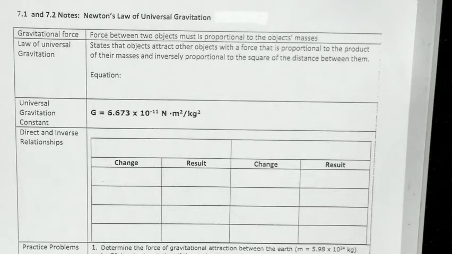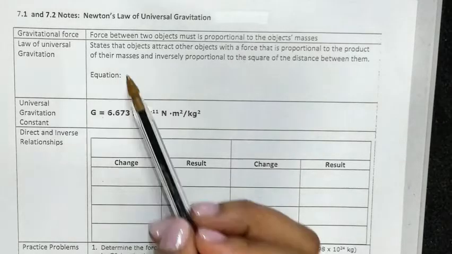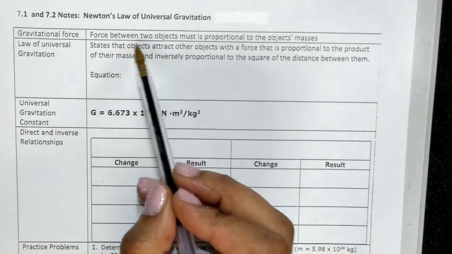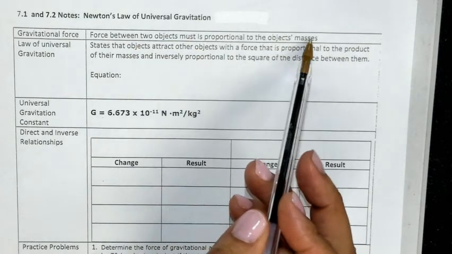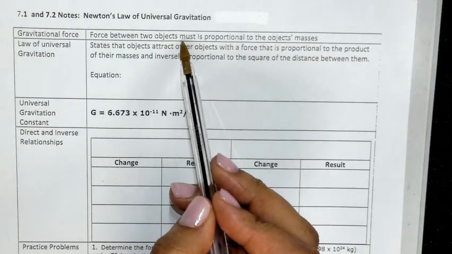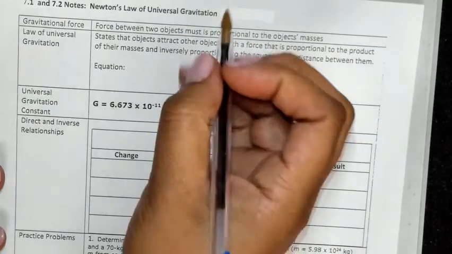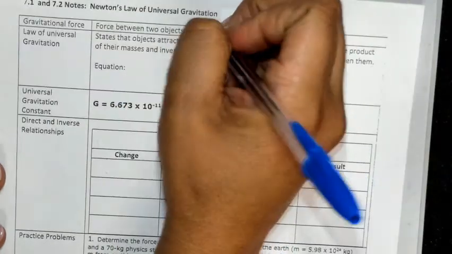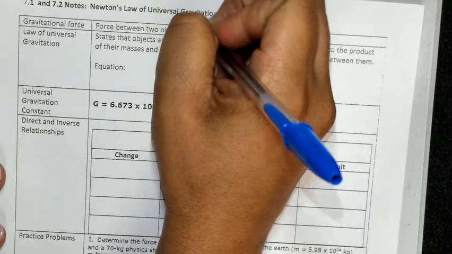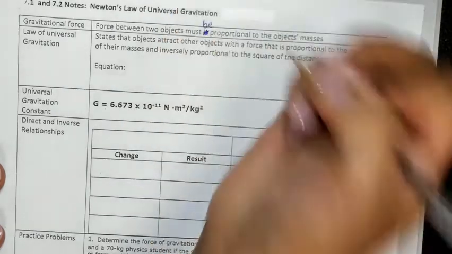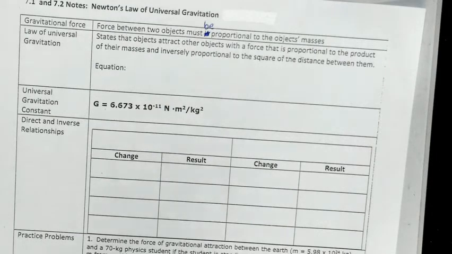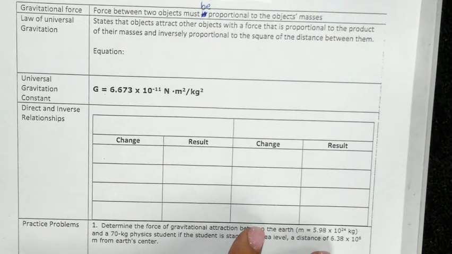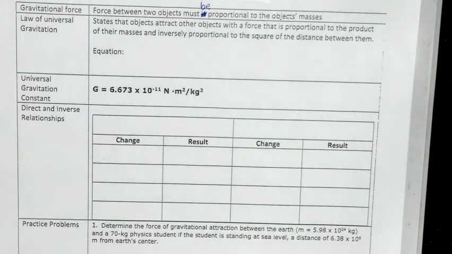So let's say you have the Earth going around the sun, or the moon going around the Earth. So you're taking both objects into account. Gravitational force is the force between two objects. The force between two objects must be proportional to the objects' masses. So it is directly proportional.